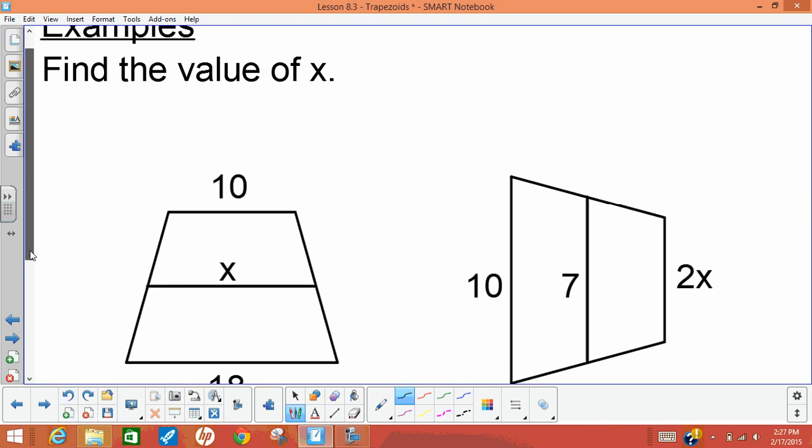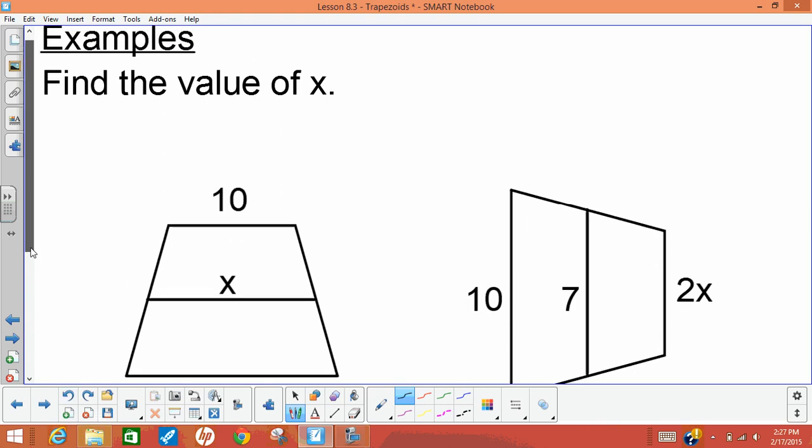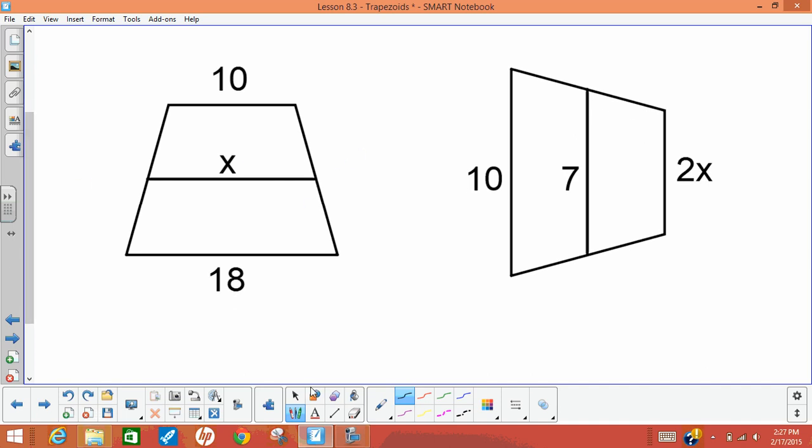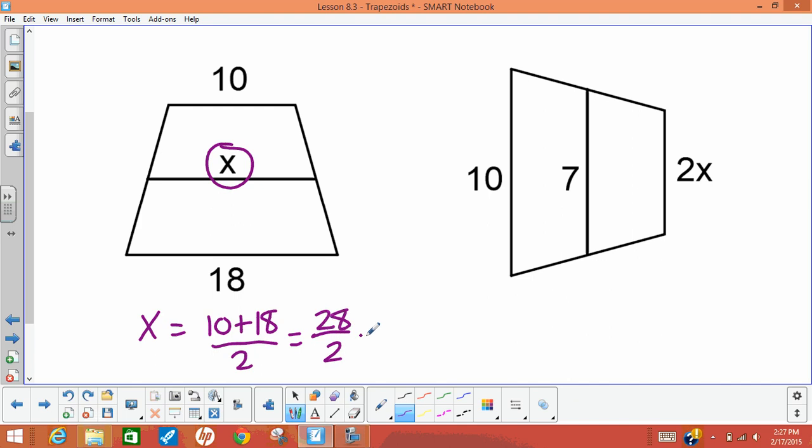So let's do a couple examples here. I have midsegments. In this case, my midsegment is X, so I'm looking for that length, and it's equal to the two bases added together divided by 2. So my midsegment is 14 units long.